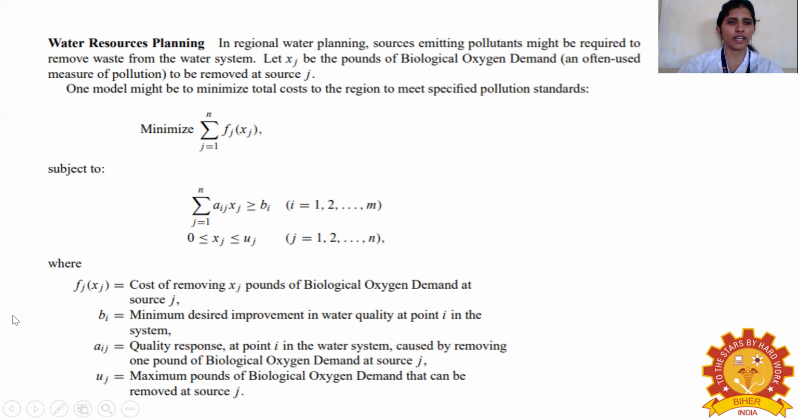Okay, so here they are explaining what each variable means. So fj of xj means the cost of removing xj pounds of biological oxygen demand at source j, and bi means the minimum desired improvement in water quality at point i in the system, and aij means the quality response at point i in the water system caused by removing 1 pound of biological oxygen demand at source j, and uj will be equal to the maximum pounds of biological oxygen demand that can be removed at source j.